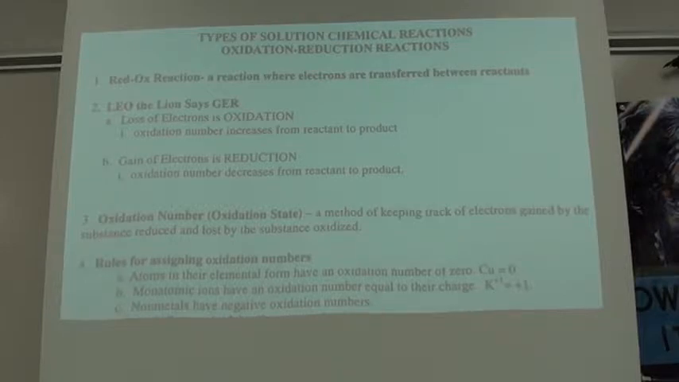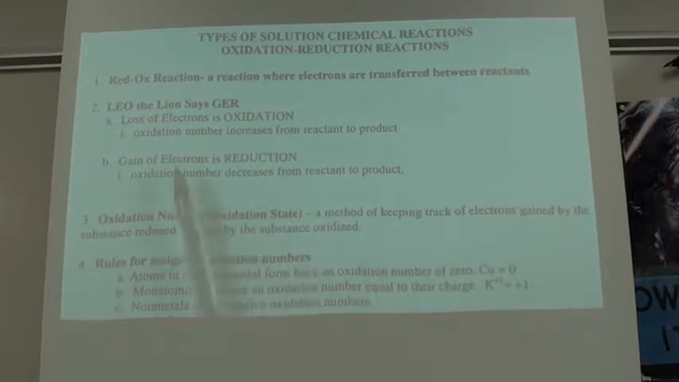There's a mnemonic to help you keep this straight. The mnemonic is Leo, the lion says grr. The cat reference. There is another one called oil rig, but we're going to go with Leo, the lion says grr. This is to help you remember that if a species, if an atom loses electrons, it is oxidized. If it gains electrons, it's reduced. Loses electrons, it's oxidized. Gains electrons, it's reduced.